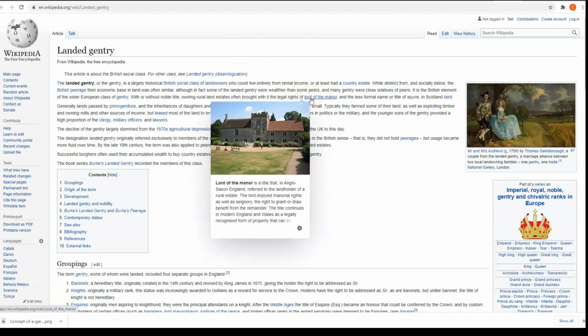Yeah, Lord, this is a thing, right? It's a title that in Anglo-Saxon England referred to the landholder of a rural estate. The Lord enjoyed manorial rights as well as seigneury, the right to grant or draw benefit from the remainder. Oh my God, see, words, I mean, look at just reading this. Words.